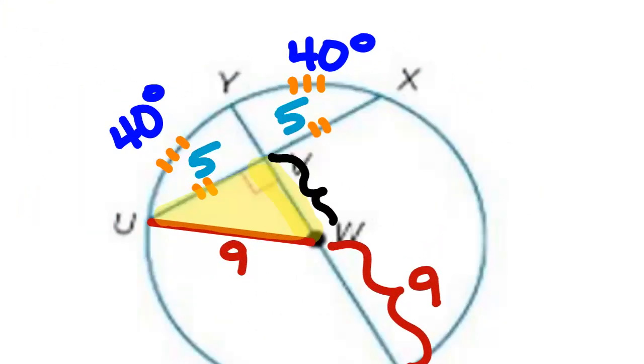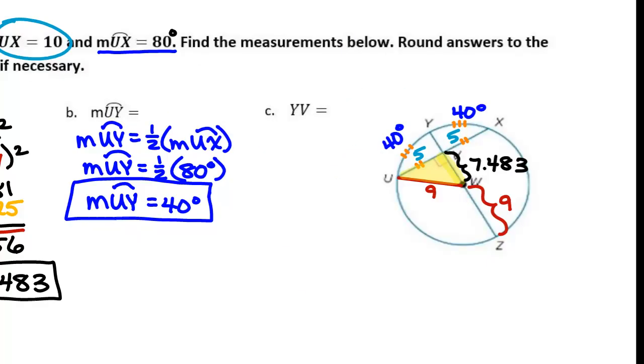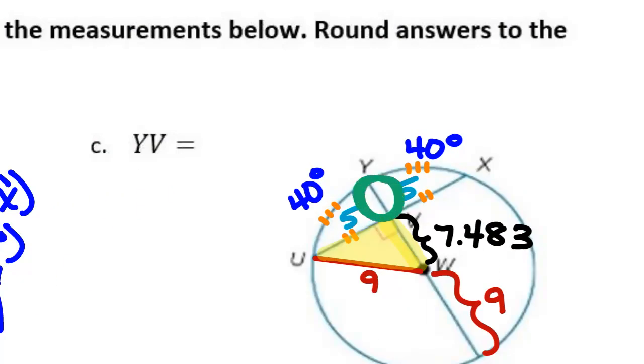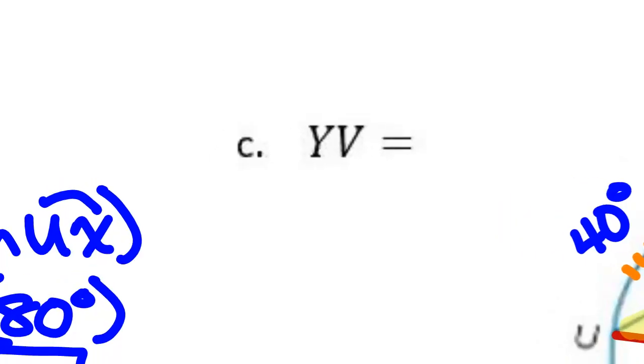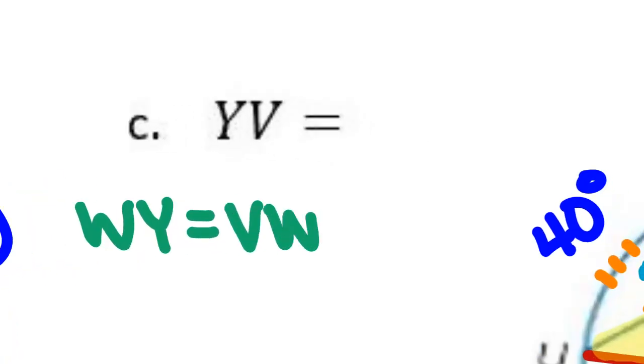So we know this much right here. This is 7.483. What's the last thing they want me to find on this question? They want me to find YV, which is this bit right here, which is the rest of that radius, correct? The radius there would be WY. WY has been broken into these 2 parts. It's VW and YV.